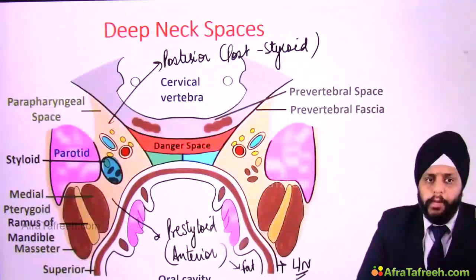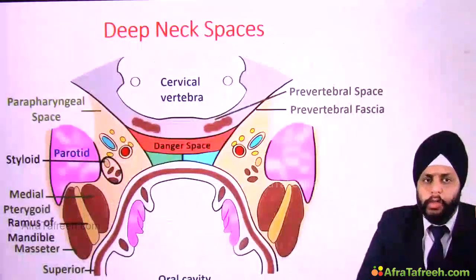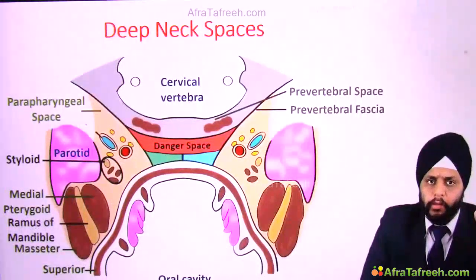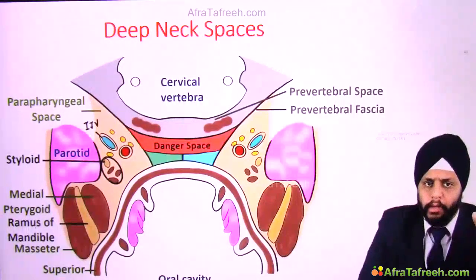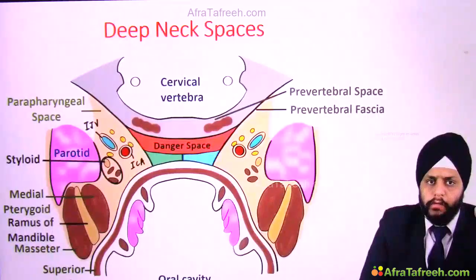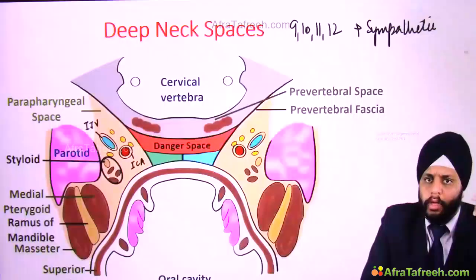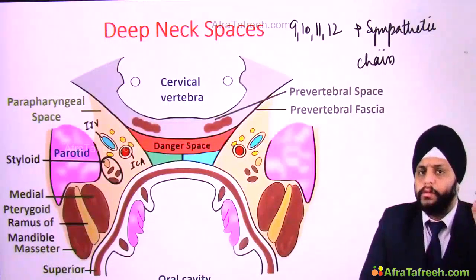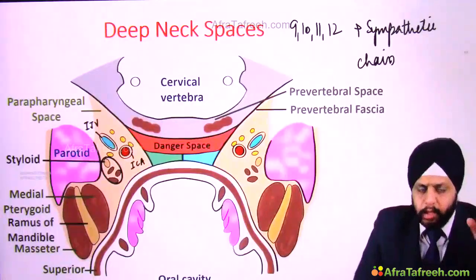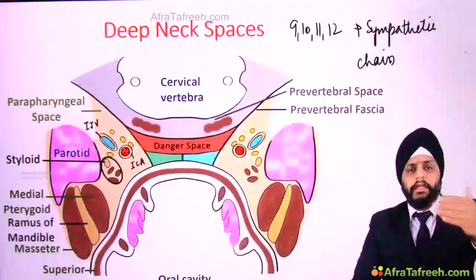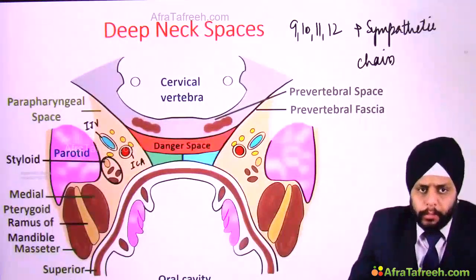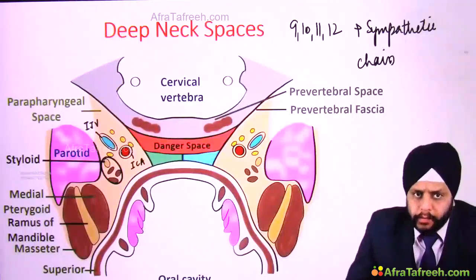In the post-styloid compartment, you can see important neurovascular structures. Which important neurovascular structures? You can see the IJV, internal jugular vein. You can see the internal carotid artery. You can see the different cranial nerves. Which cranial nerves? 9th, 10th, 11th, 12th, and we also have the sympathetic chain. So all of them are present in the post-styloid compartment of the parapharyngeal space.